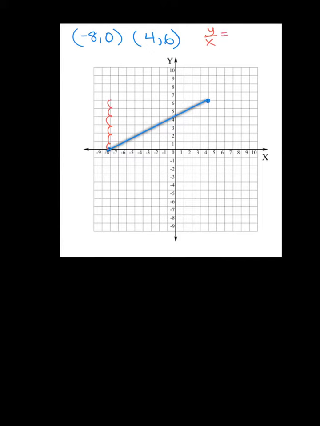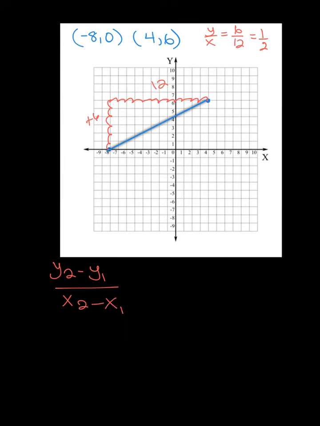So I have to go up 6, so that's positive 6, and I go over 12. So the y over the x would be 6 over 12, which simplifies to 1/2. All right, now because I'm not going to be graphing these every single time, if I want to use the equation, my equation again is y2 minus y1 over x2 minus x1.